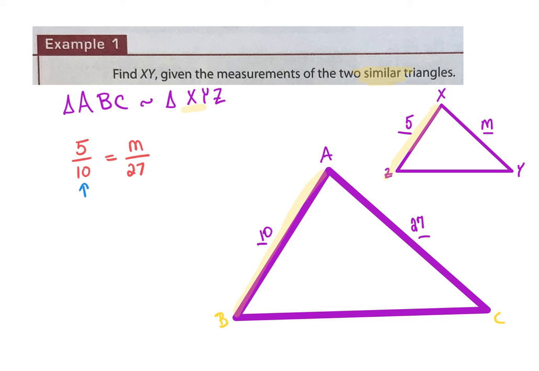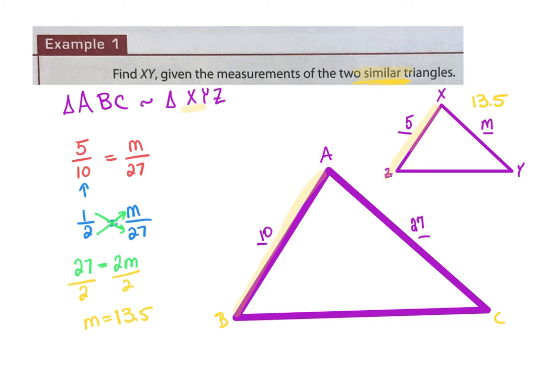So what can I reduce 5/10 to? 1/2. So now I can write it like this. Much simpler multiplication, obviously. 1 times 27, that's just 27, equals 2 times m. And then I have a very simple way to figure out that side length. I just divide by 2. So m is going to equal what? 13.5. All right?